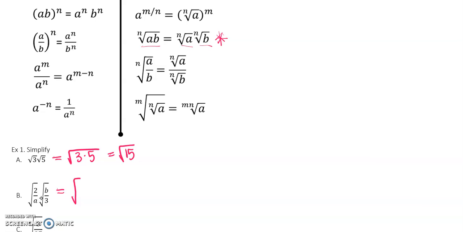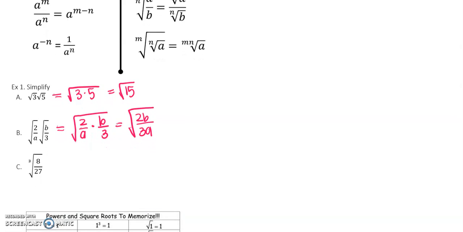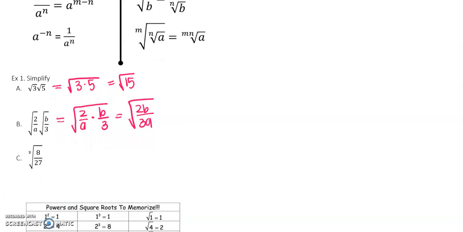Alright, then the next one, you're using the same property. You're going to go ahead and multiply their insides. So 2 over a, even though they're fractions, you could still do that. And b over 3, that becomes 2b over 3a. Now soon we'll learn that you can't have a radical in the denominator, but for this section we're going to keep it like this, and then in 7.5 we'll go ahead and learn how to rationalize the denominator.